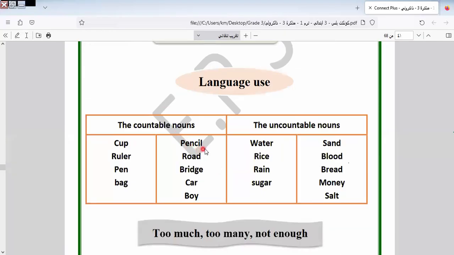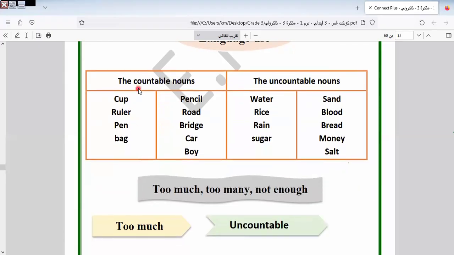In this part, we talk about countable nouns and uncountable nouns. As we told you before, you can return to the videos and revise what I explained. Here are countable nouns. How do I know them? By whether I can count them and add s to them. Uncountable nouns can't take s. Examples of countable nouns: cup, ruler, pin, bag, pencil, road, bridge, car, boy.